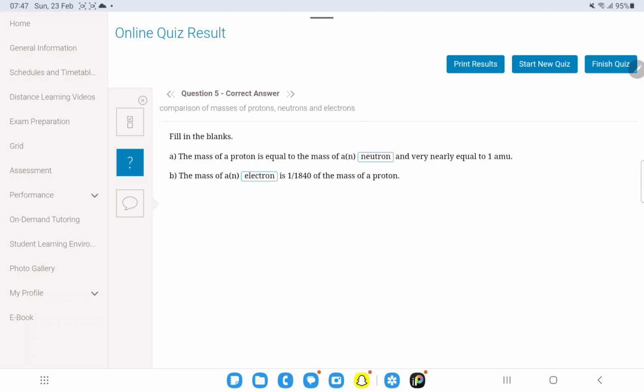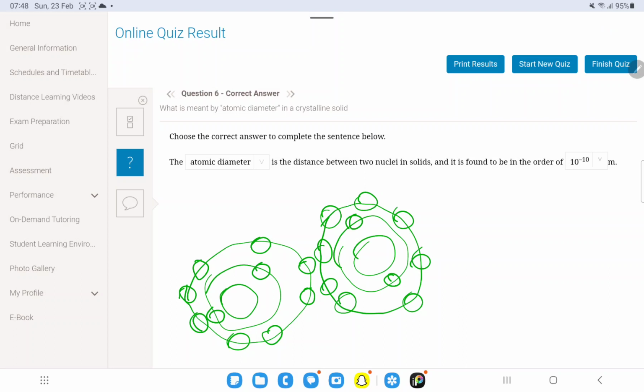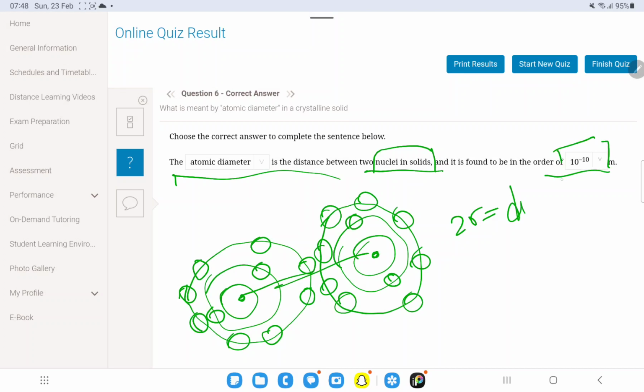Now know this, memorize it. Protons and neutrons have equal masses, and electrons have 1 over 1840 of a proton. So just memorize it. So imagine this is two atoms, and they're asking the distance between the two nuclei. Here we have a radius, and then from the other nucleus we have another radius. 2r makes a diameter, so the atomic diameter is the distance between two nuclei. It is in the order of 10 to the power of minus 10. You have to memorize 10 to the power of minus 10.